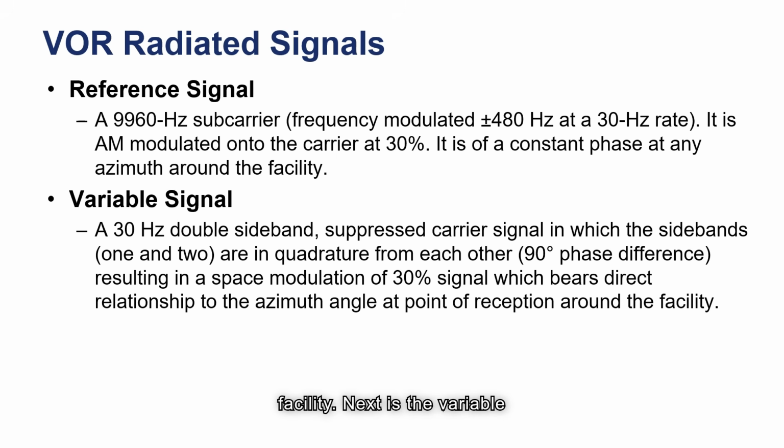Next is the variable signal, which is a 30 Hz double sideband suppressed carrier signal in which the sidebands, sideband 1 and sideband 2, are in quadrature from each other, or 90 degrees phase difference, resulting in a space modulation of 30% signal which bears direct relationship to the azimuth angle at the point of reception around the facility.